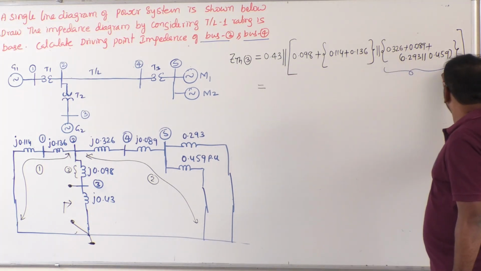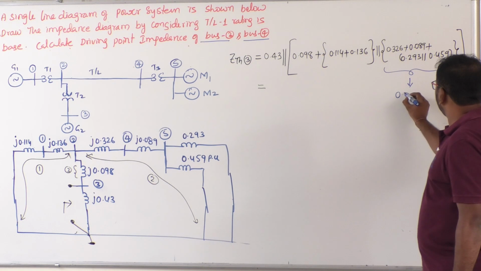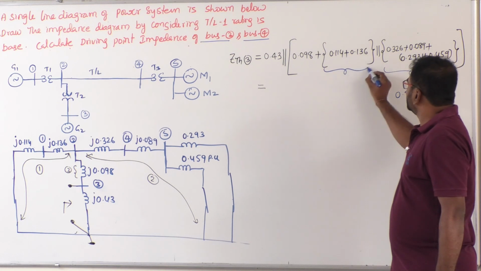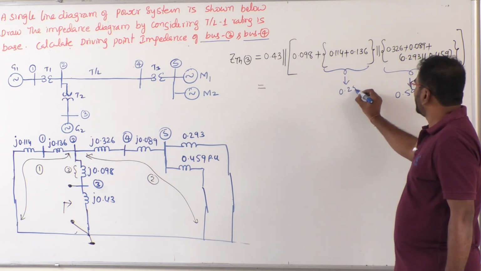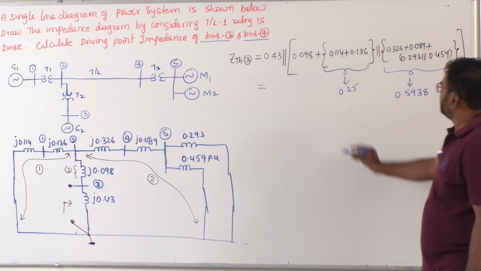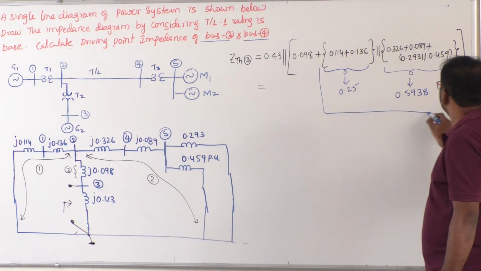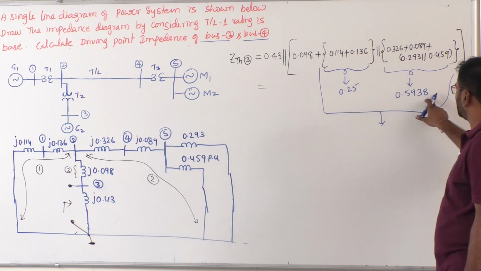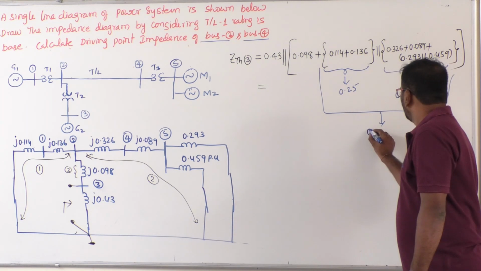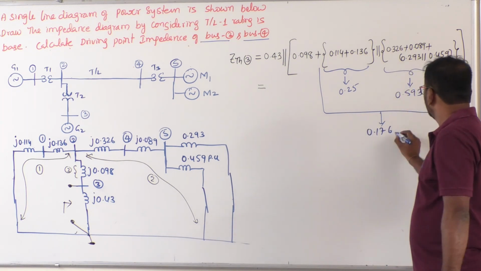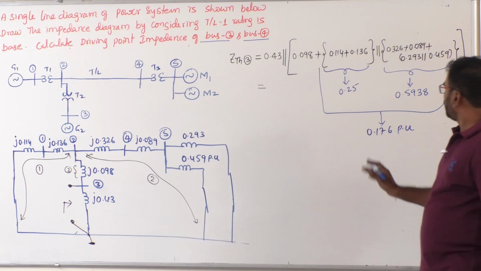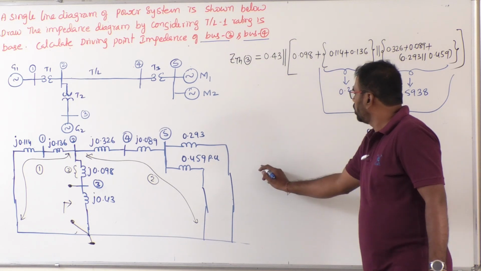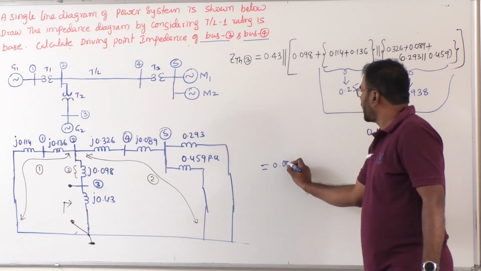So if I solve this, I got 0.5938. If I solve this, I got 0.25. Now if you parallelly combine this, that means 0.25 parallel with 0.5938, then I got 0.176 per unit. Now 0.176 is in series with what? 0.098.